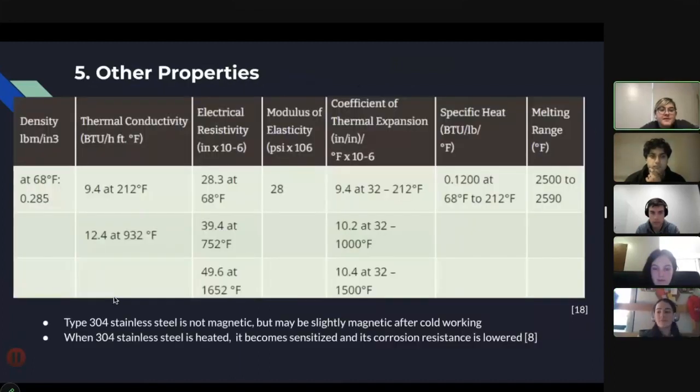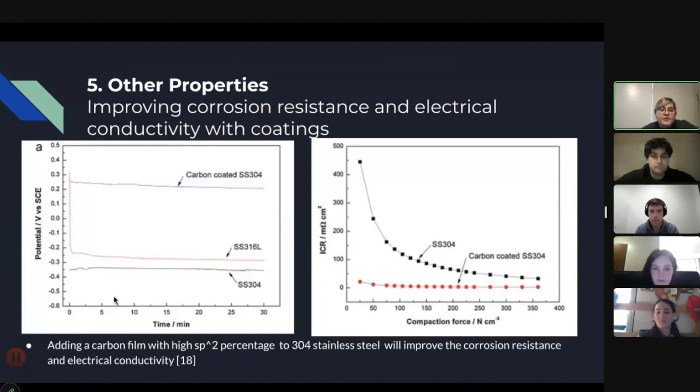Type 304 stainless steel is not magnetic, but it may be slightly magnetic after cold working when it is heated. When it is heated, it becomes sensitized and its corrosion resistance is lowered. This chart shows other properties such as density and thermal conductivity. Improving corrosion resistance and electroconductivity with coatings is also important for some of 304 stainless steel's uses. Adding carbon film will improve the corrosion resistance and electroconductivity.